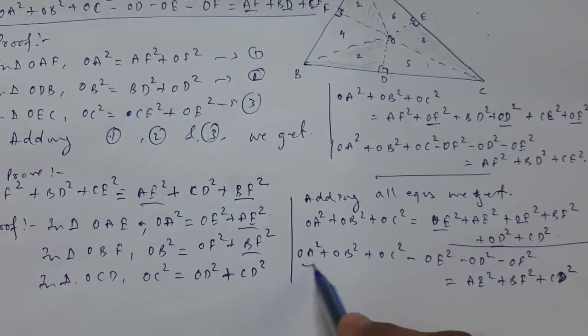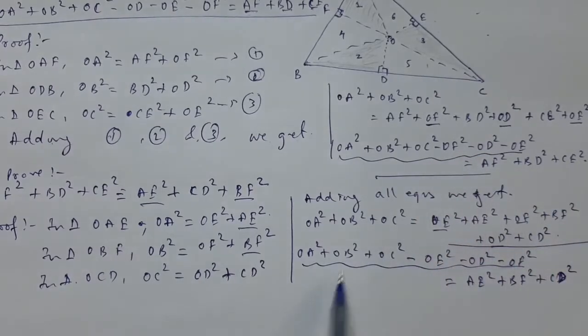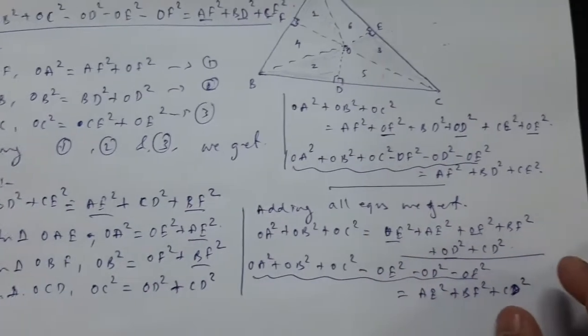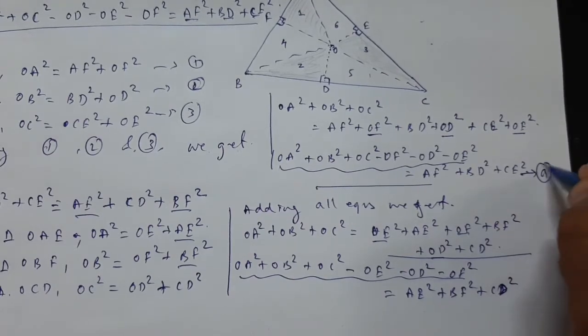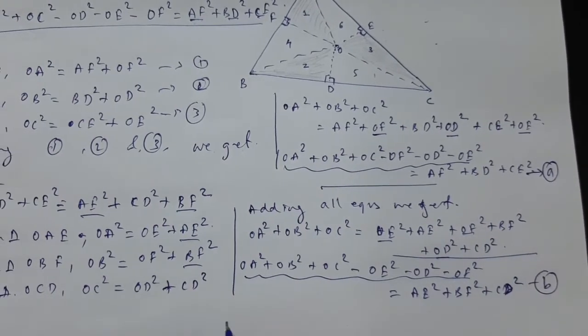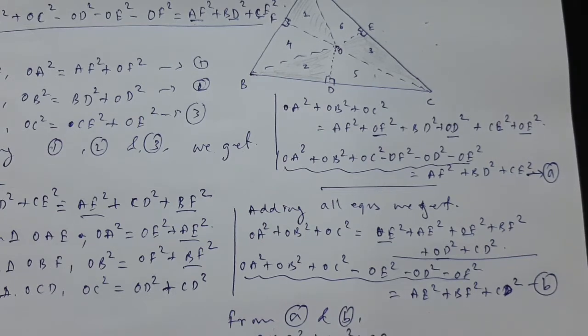Now you see, the LHS of this and LHS of the first one, they both are exactly the same, right? So if we mention it as equation A and this as equation B, we can write from A and B, we have AF square plus BD square plus CE square is equal to AE square plus CD square plus BF square.